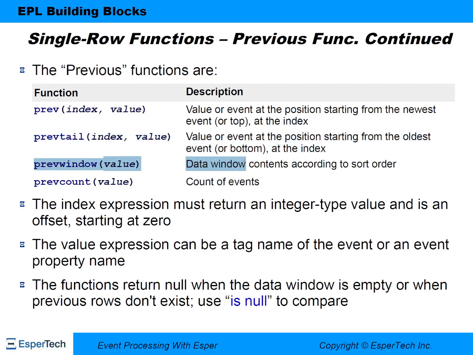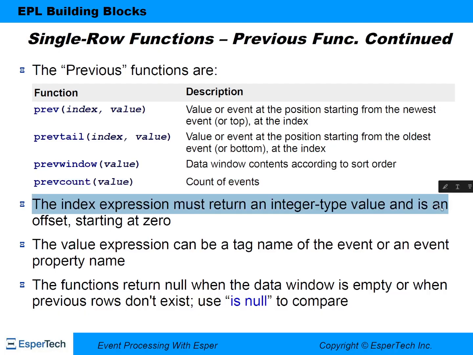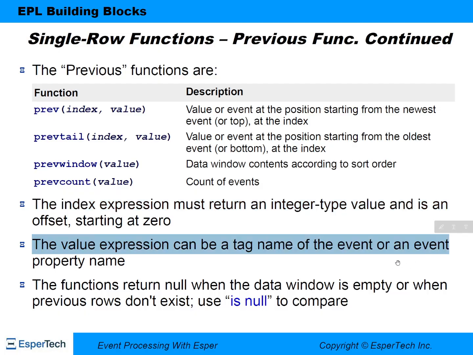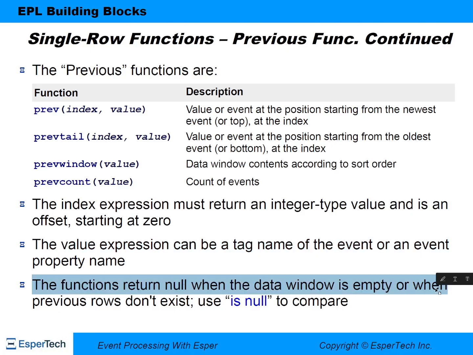Prevwindow, parenthesis value. Returns the data window contents according to sort order. Prevcount, parenthesis value. Returns the count of events. The index expression must return an integer type value and is an offset, starting at 0. The value expression can be a tag name of the event or an event property name. The functions return null when the data window is empty or when previous rows don't exist, so use null to compare.